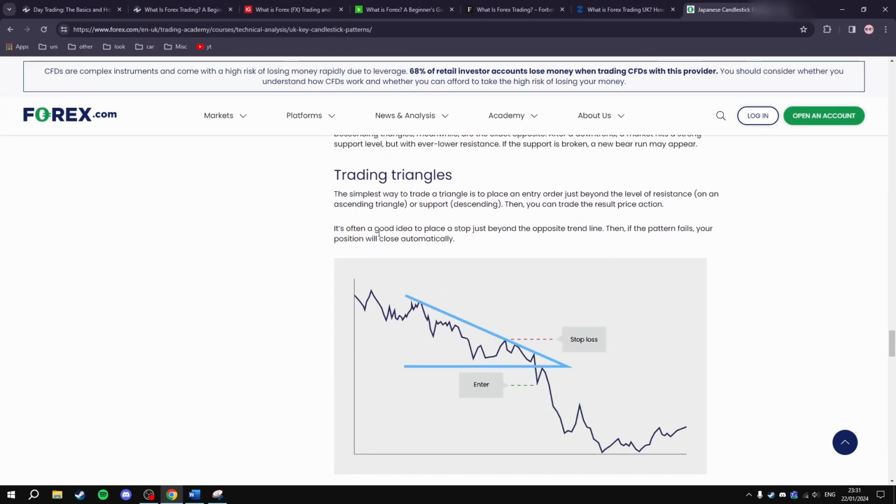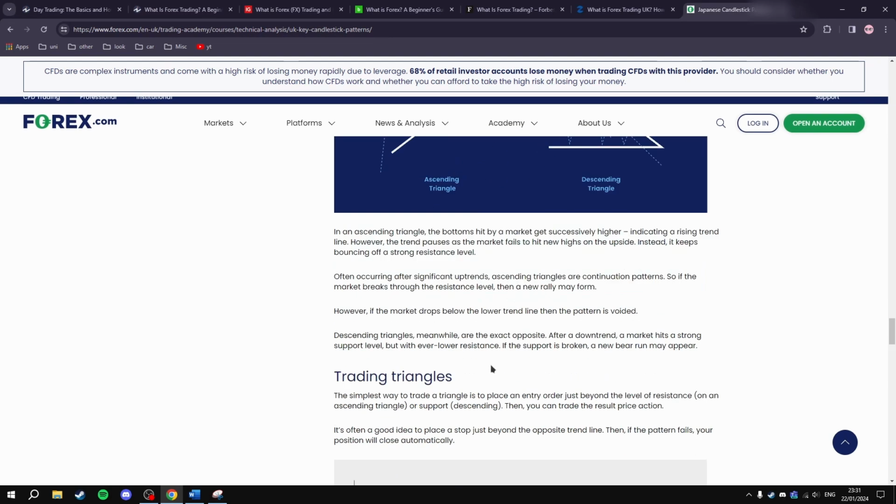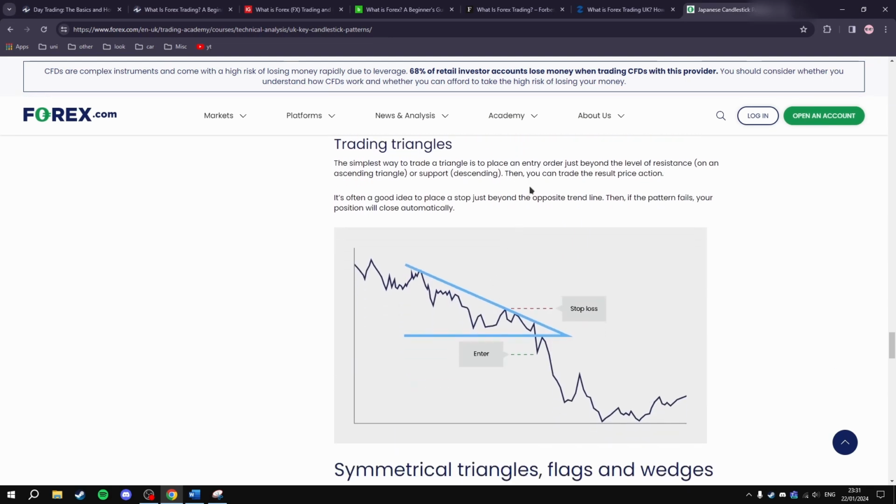Trading triangles. The simplest way to trade a triangle is to place an entry order just beyond the level of resistance on an ascending triangle, or support on a descending one. So always do it on the flat line bit. Then you can trade the resulting price action.